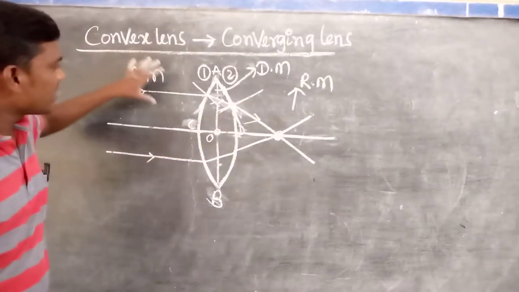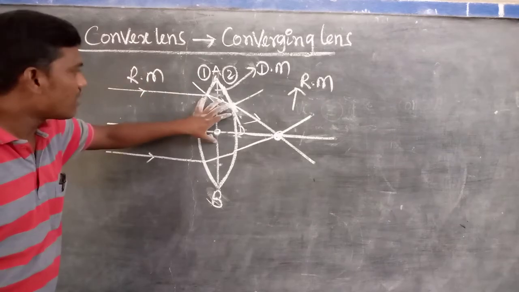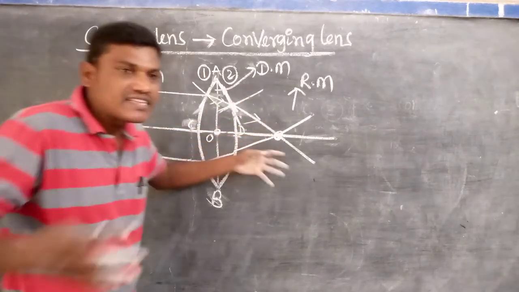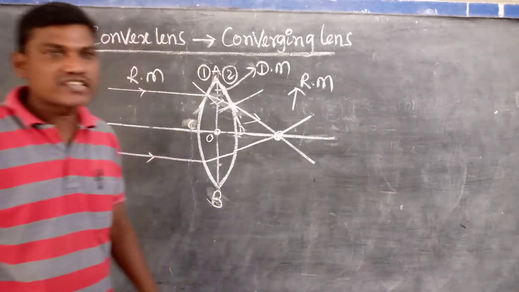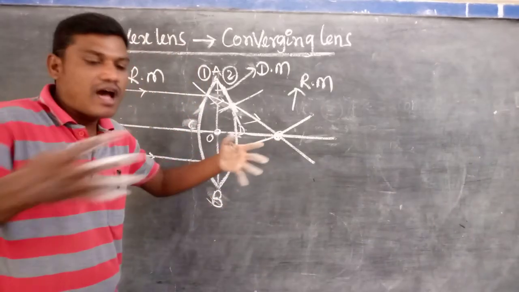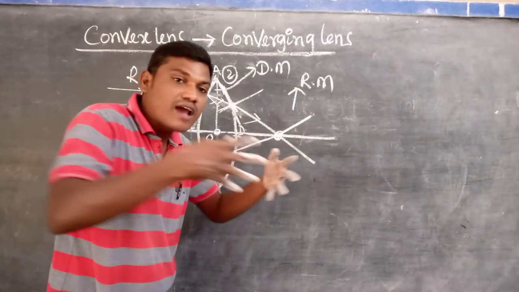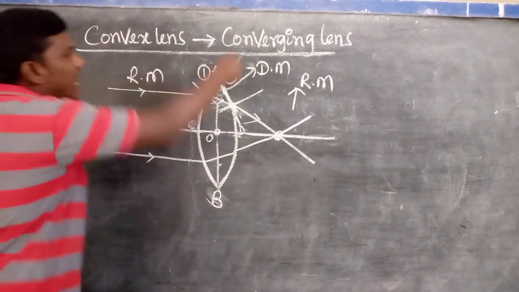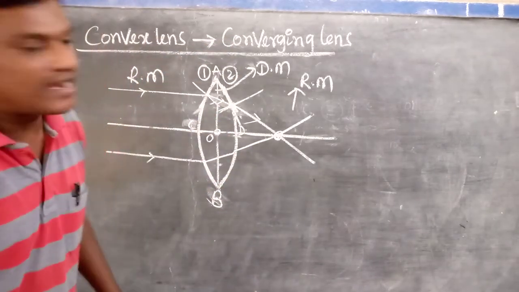That's why when the light is passing through the convex lens, after the refraction, what will happen? The light rays meet after the refraction. That means here our light rays converge or coincide. That is what this is called. So a convex lens acts as a converging lens.